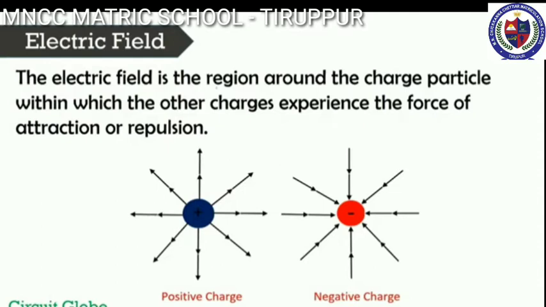Electric field at a point is a measure of force acting on a unit positive charge placed at that point. A positive charge will experience force in the direction of electric field, and a negative charge will experience force in the opposite direction of electric field.